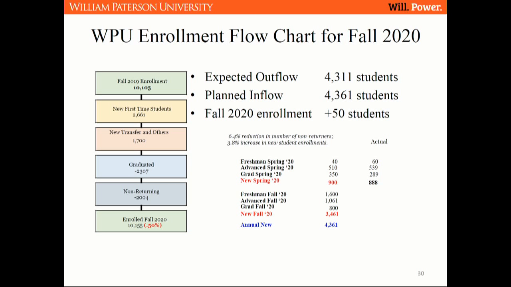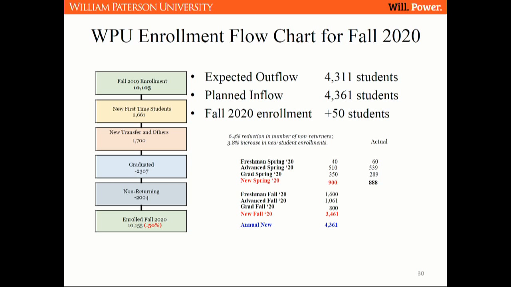Advanced standing includes transfer students, second degree, post-bac, non-degree, any student who's not a freshman or a graduate student. And the last number was the graduate student goal, which was 350 students. We ended up at 289. So the total goal for spring in terms of new enrollment was 900 students. We ended up enrolling 888 students, a difference of 12.